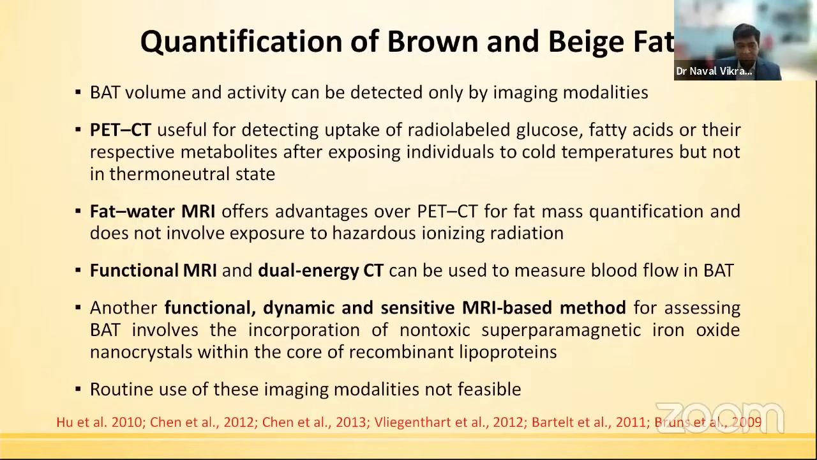Now, the other newer modality is the fat-water MRI, which offers advantages over the PET-CT, and it does not involve exposure to radiation. This is coupled with functional MRI and dual energy CT. These also have been used to measure the blood flow in the brown adipose tissue. Now, these MRI or PET modalities can only be used in research settings, but may not be available in routine clinical settings.